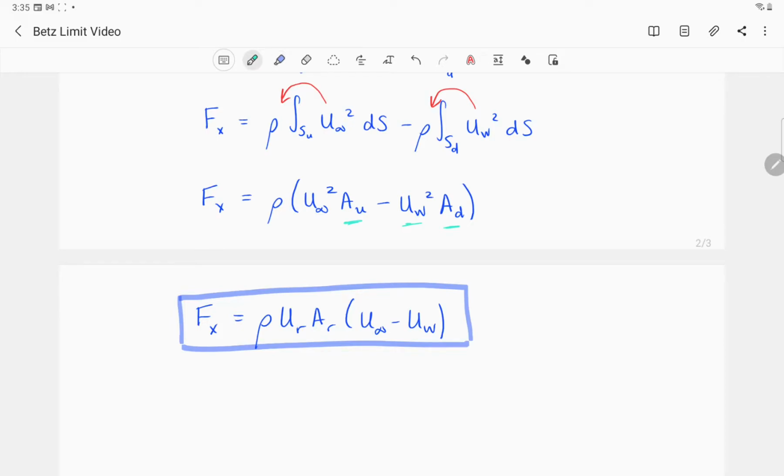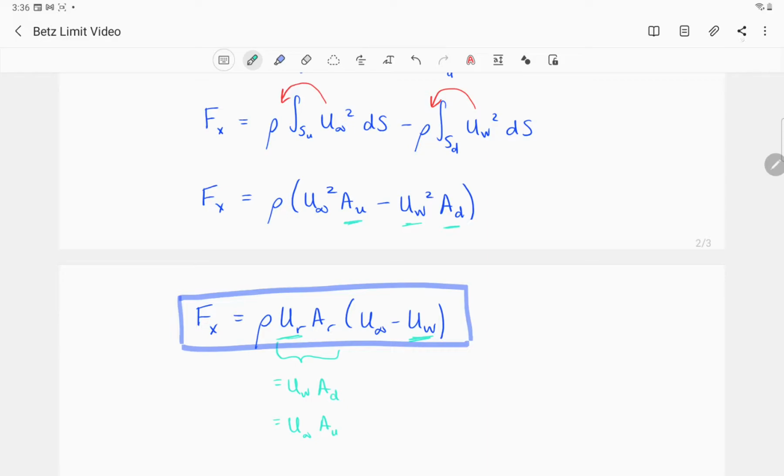Just to clarify, what we've done is this: u_R A_R is equal to both u_W A_D and u_infinity A_U. Sorry, allow me to be consistent. That should be A_D. And in this expression, we now have only one unknown, because we know the area of the rotor if we know the geometry of our turbine. Oh, sorry, we have two unknowns still. Scratch that: the wake velocity and the velocity at the rotor. But we'll get to how this becomes convenient.